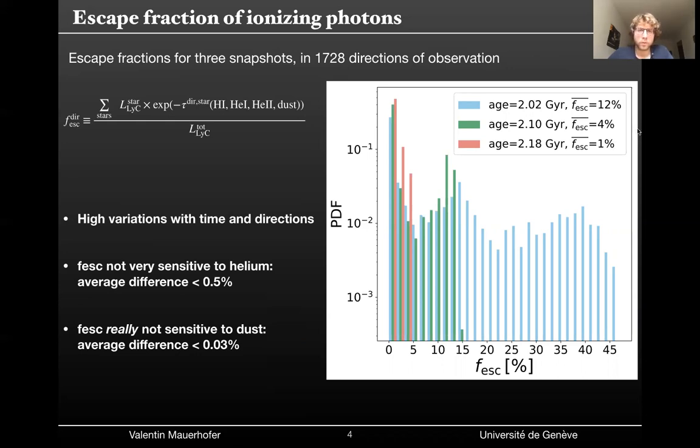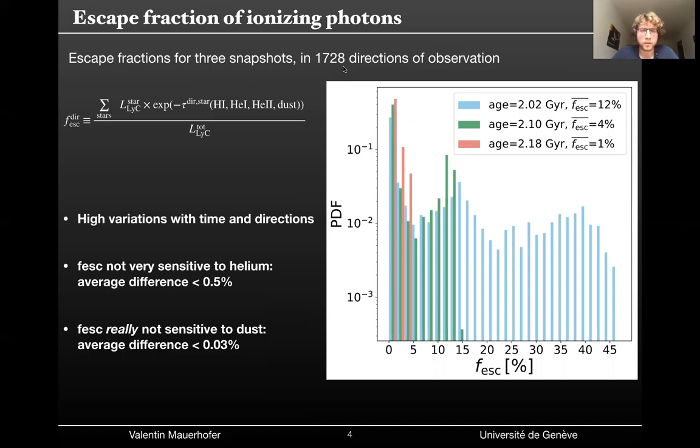And also, there is a lot of variation with direction. For example, the blue output has directions with 0% escape fraction and others with 47%. So there is a large diversity. The galaxies are quite inhomogeneous. This means that to infer the role of galaxies in the reionization, it's not enough to measure one galaxy. One needs a statistical sample because the escape fraction that we measure in one direction of a galaxy is not representative of the average escape fraction of this galaxy in 3D.